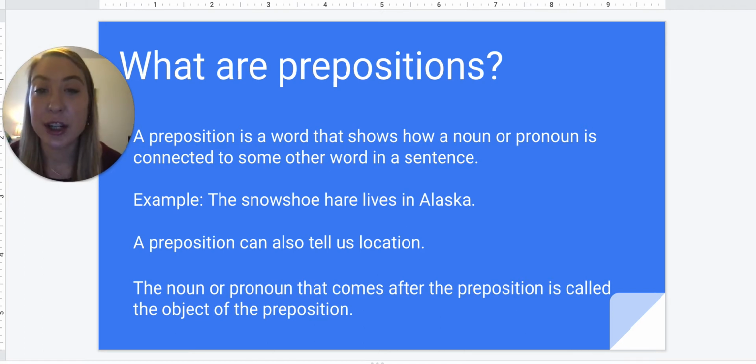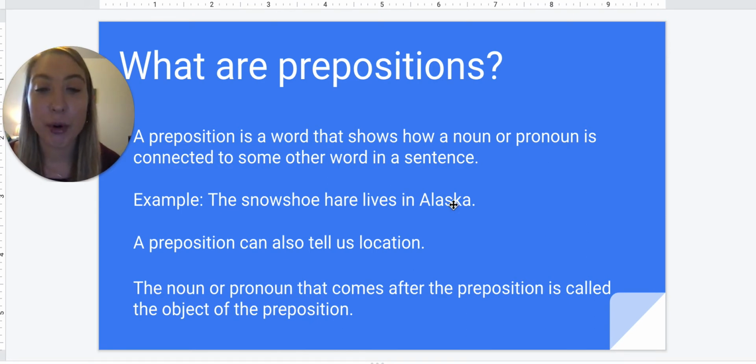Now, a preposition is a word that shows how a noun or pronoun is connected to some other word in a sentence. This is different than conjunctions, where we're combining two things. This is just showing how they're connected. An example would be, the snowshoe hare lives in Alaska. In this sentence, we have a preposition telling us location. Our preposition is in. In where? In Alaska. So it's showing how the snowshoe hare is connected to Alaska because it lives there.